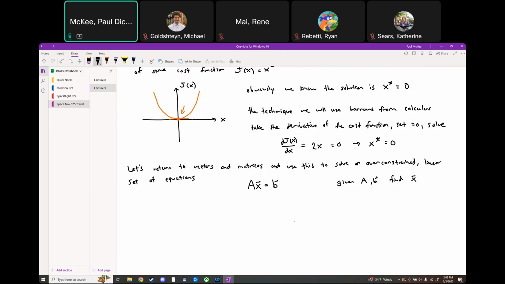And you might say, that's easy. x is A inverse b. It's like, okay, yeah, some of the time, in some examples. In other examples, you can't invert A. It's not quite so simple, right?